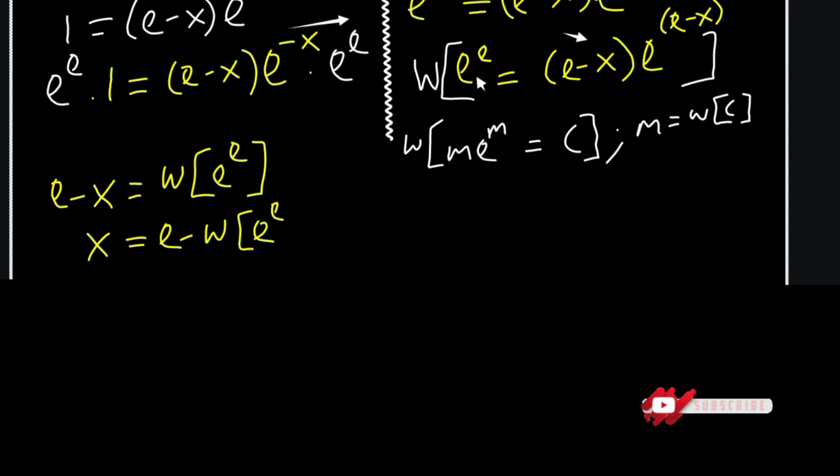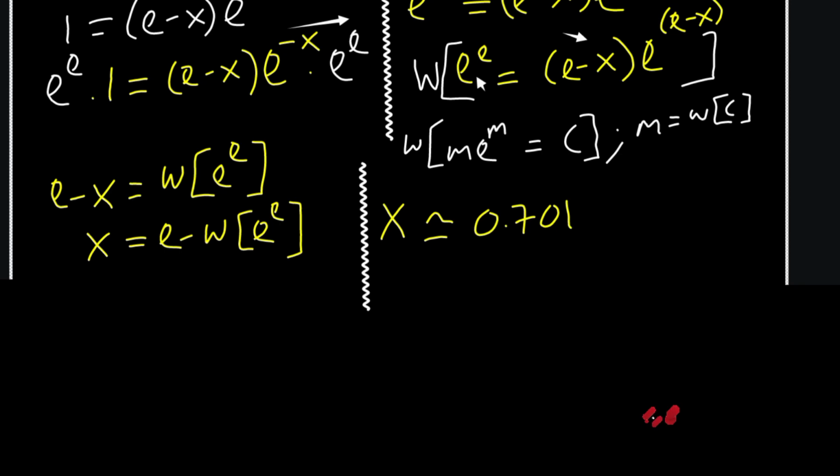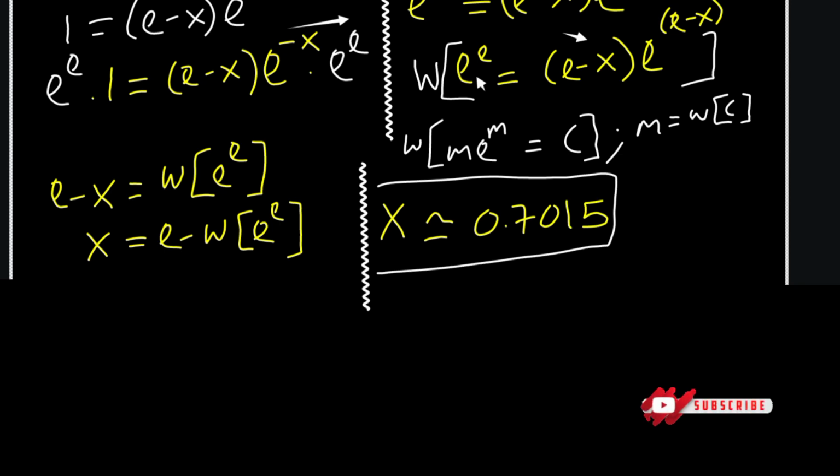And then when we use Wolfram Alpha to evaluate this, or any scientific calculator of your choice, you'll find out that x will be approximately equal 0.7015. And this is our final answer.